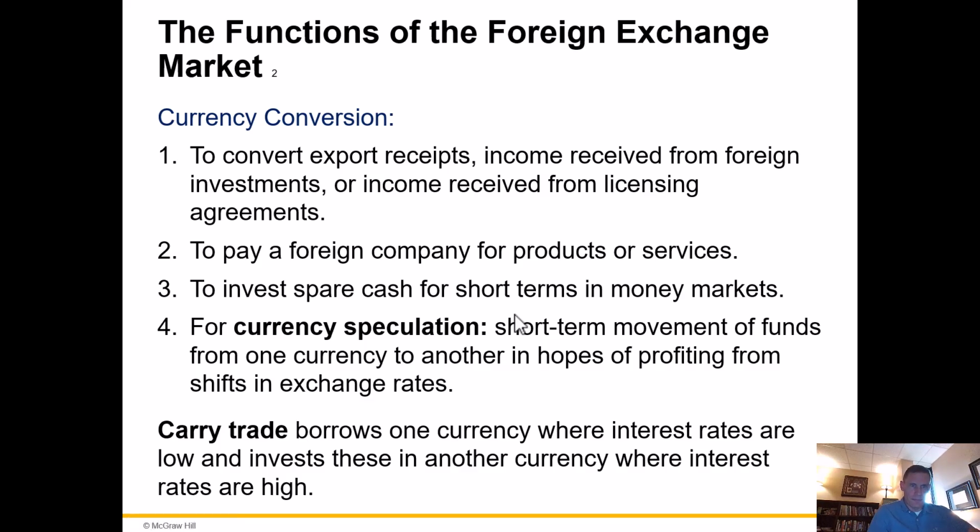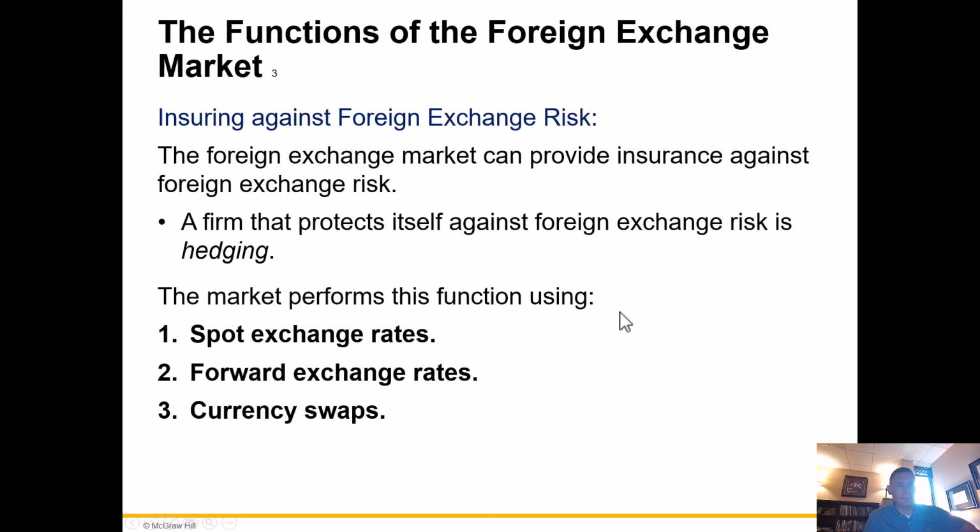Number one, have a currency conversion to convert export receipts, income received from foreign investments, or income received from licensing agreements. Number two, to pay a foreign company for products or services, certainly needed for that. Number three, to invest spare cash for short terms in money markets. Number four, for currency speculation, short term movement of funds from one currency to another in hopes of profiting from shifts in exchange rates. And carry trade, which borrows one currency where interest rates are low and invests these in another currency where interest rates are high.